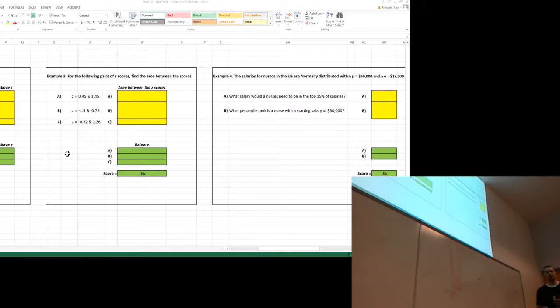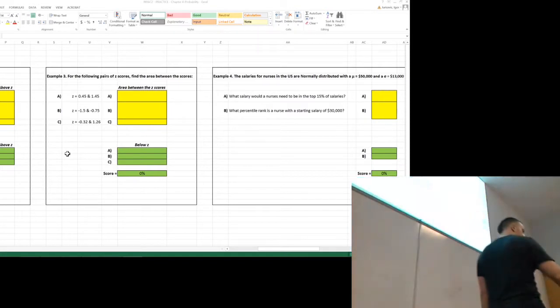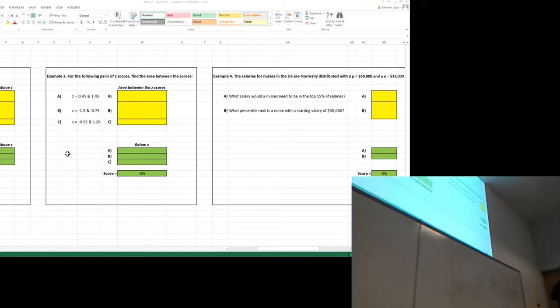So if you finished questions 1, 2, 4, and 5, that would be a good challenge for you to do. And if you can get those, that is beyond where we need to be at this point. So it'll be a really good indication that you are super set for inferential statistics and hypothesis testing that is coming soon.